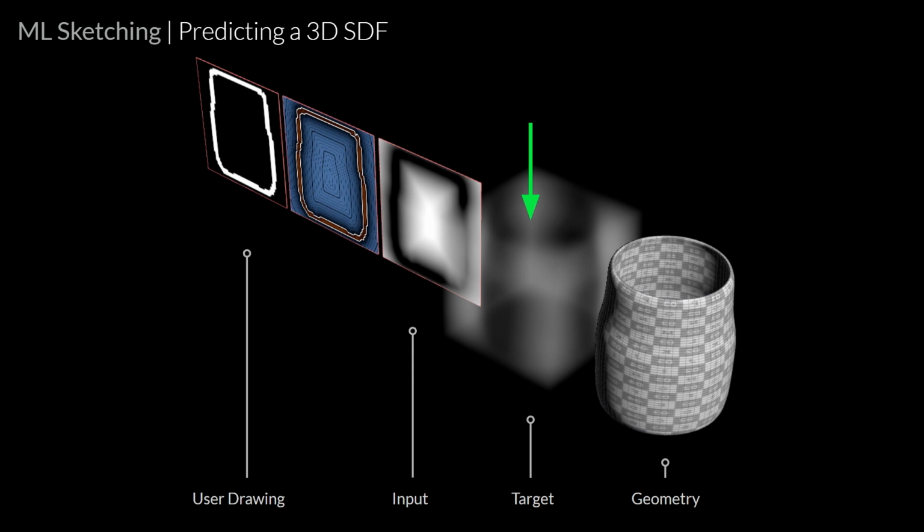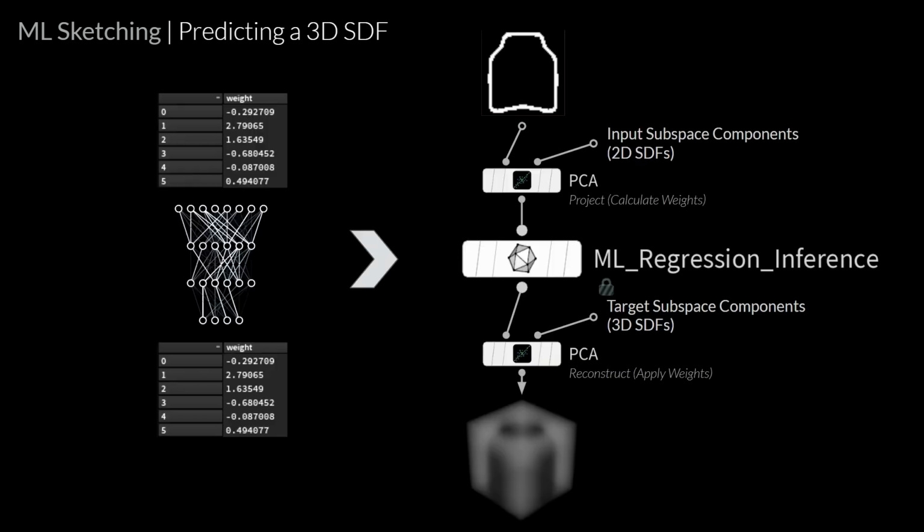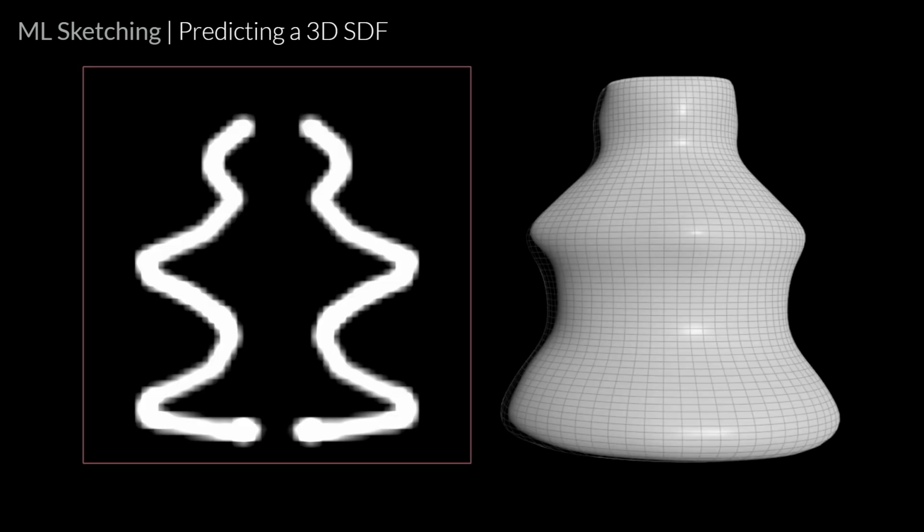One idea that came to mind was, instead of predicting parameter values, because the SDF idea worked so well, predicting the whole 3D SDF, which you can also compress using PCA, so you're just predicting some weights. This is basically what we're doing here. So you map one set of weights of your 2D SDF to another set of weights of the 3D SDF. And in the middle, you have a machine learning model that predicts the whole thing. That works really well. So you can draw squiggly lines and get the correct geometry out of it.